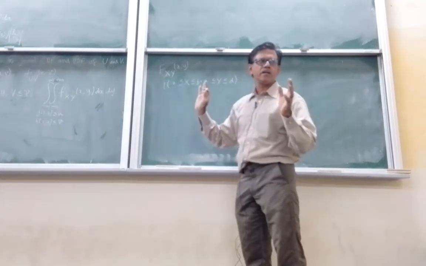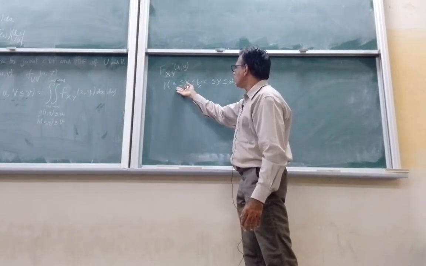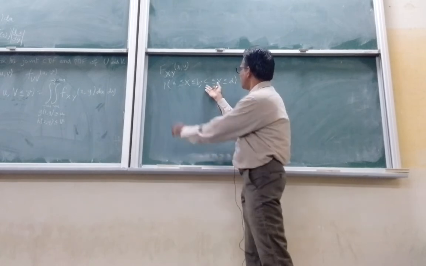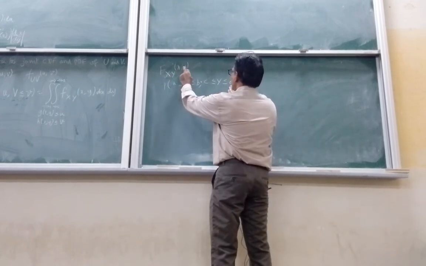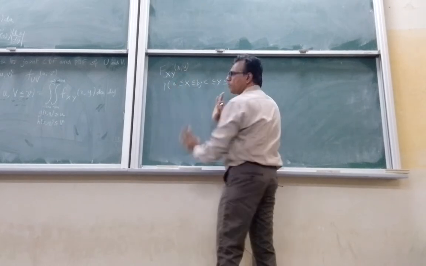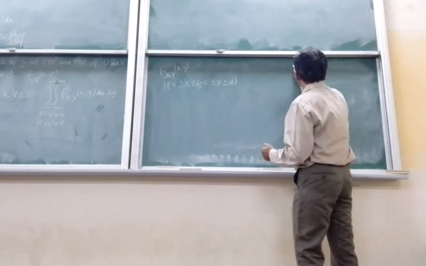This is a very generic probability measure of a region. If you put minus infinity here, it becomes F_XY of b comma d, if you put these two as minus infinity. So this is a general one. How do we find this one?